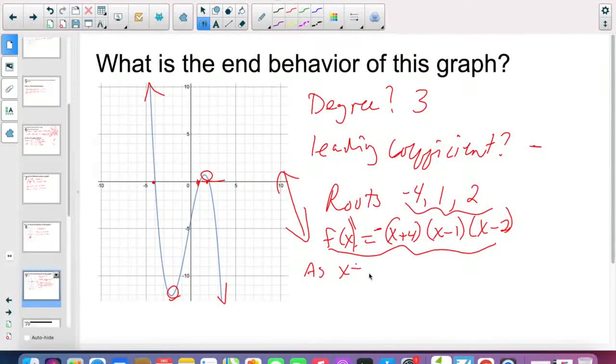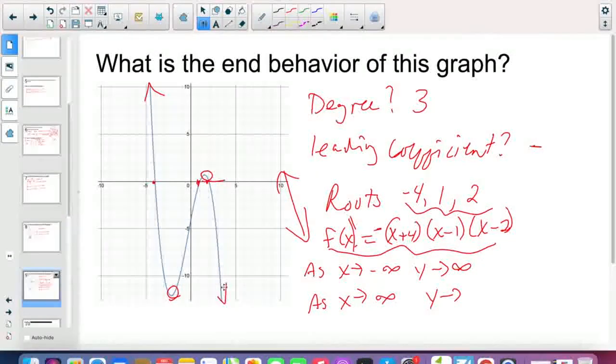As x approaches negative infinity, y approaches, and then as x approaches infinity, y approaches. Okay, as x moves left, y is going up. So y is approaching infinity. As x moves right, y is going down. So y is approaching negative infinity. So there is my end behavior.